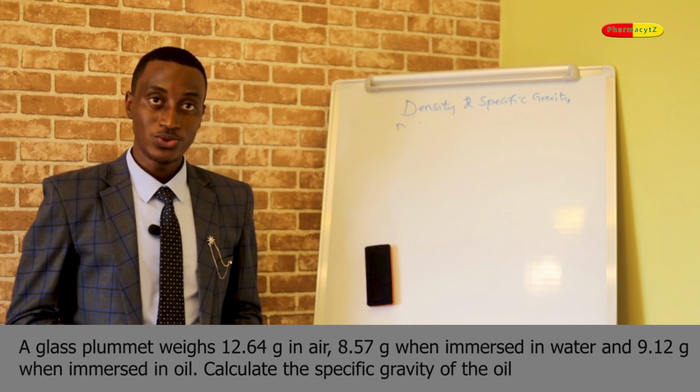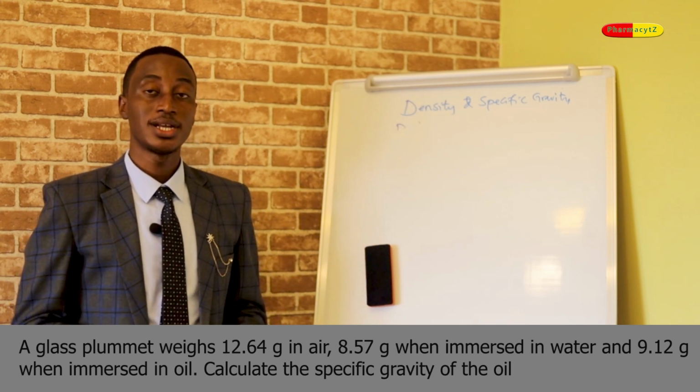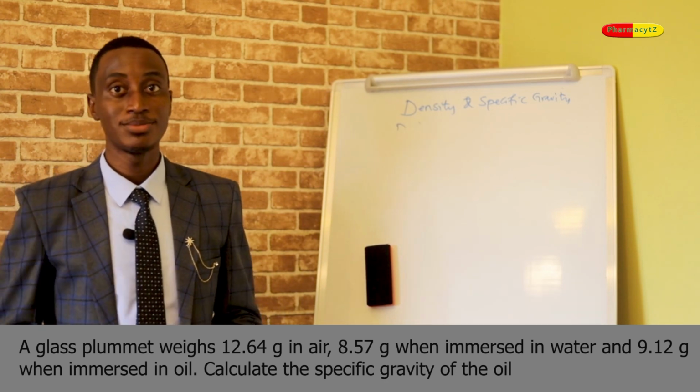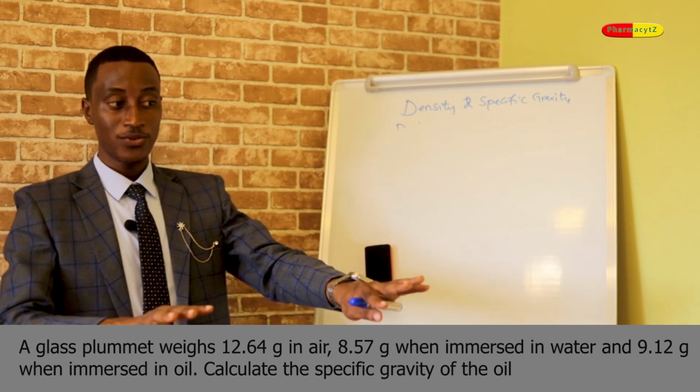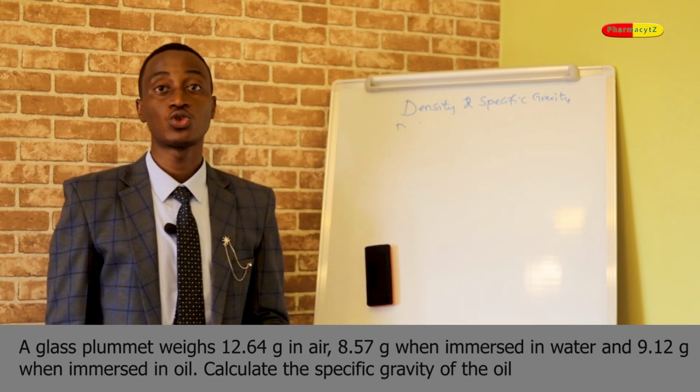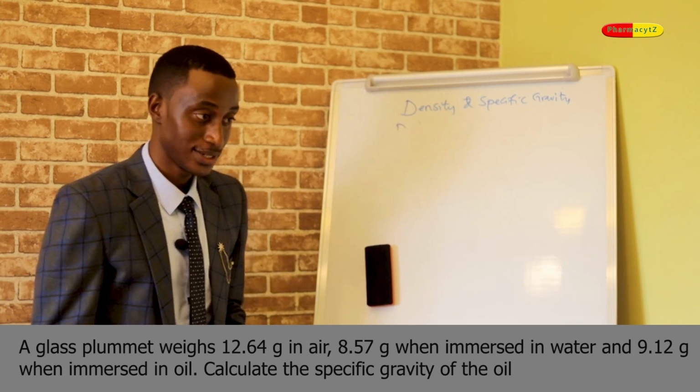How are we going to do this? Remember, as I told you, the glass plummet is an instrument used to measure the specific gravity of a substance. And we have different kinds of weight as expressed in the question, but some of the weights are not true weight. How are you going to do that? Check.